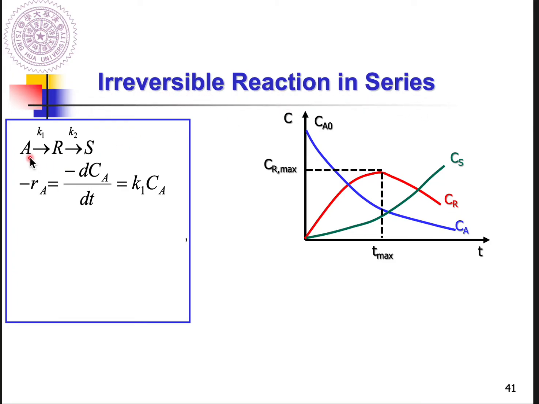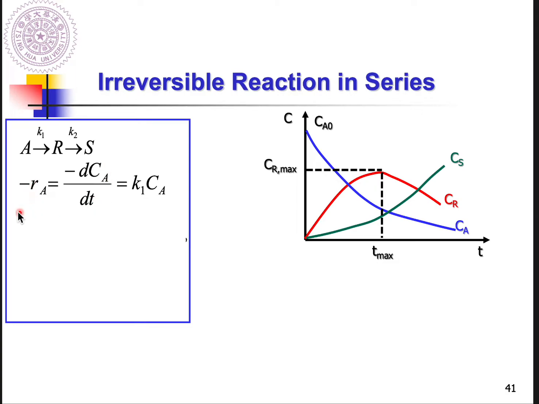Here, what we have is a reactant A that will generate R with rate constant K1, and R can generate S with rate constant K2. Apparently, this is an irreversible reaction, and also a series reaction. Next, we are going to write down the consumption rate of A, the rates for R, and also the production rate of product S.